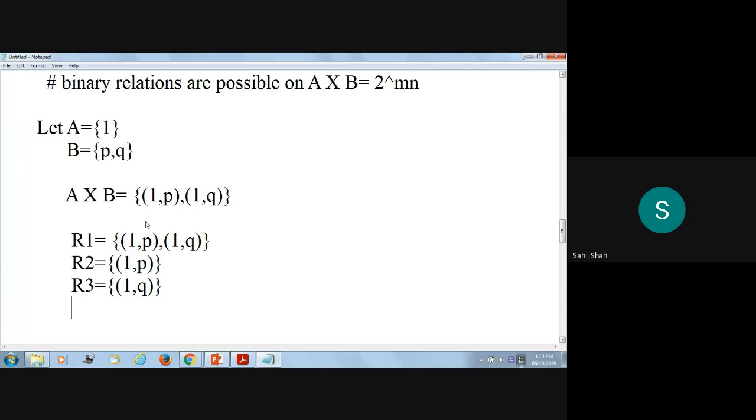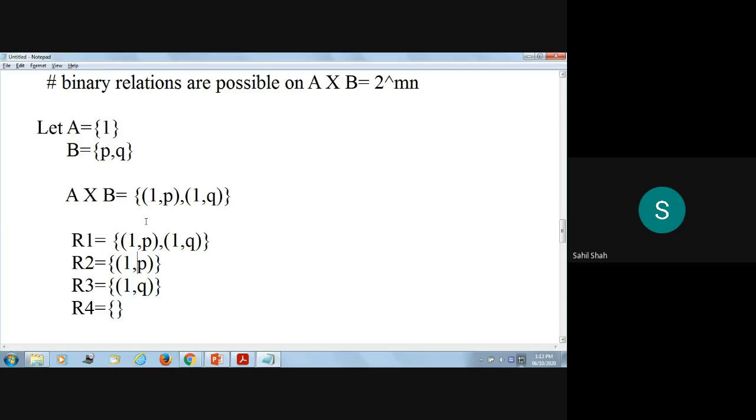And from the property of subsets, what will be the fourth relation? The fourth relation will be the empty relation or void relation, because the empty set is a subset of every other set. So in each and every case, I am observing that two pairs are involved in the binary relation.